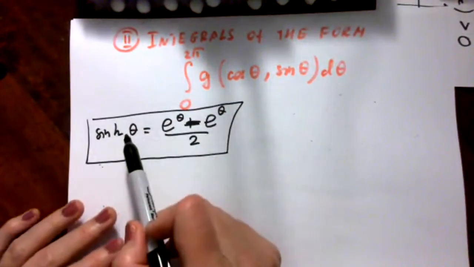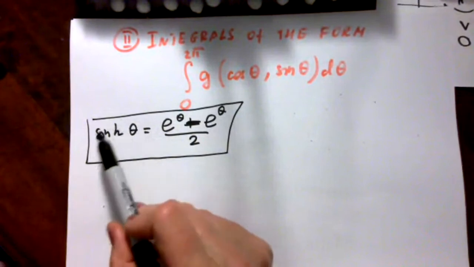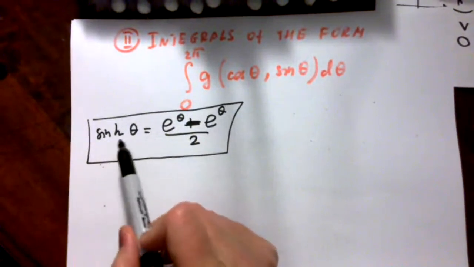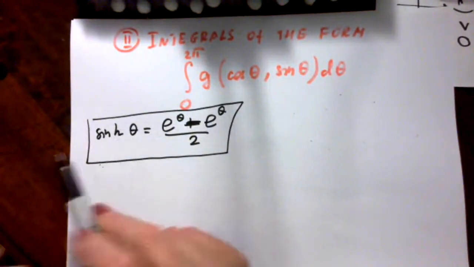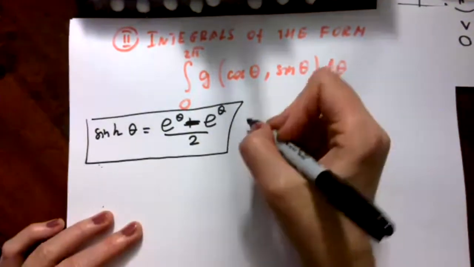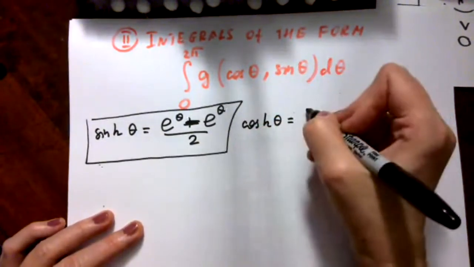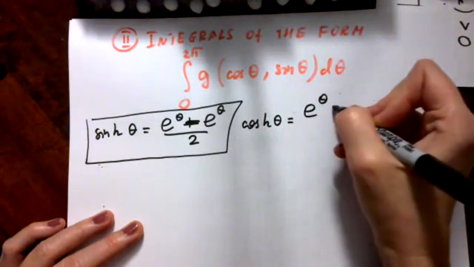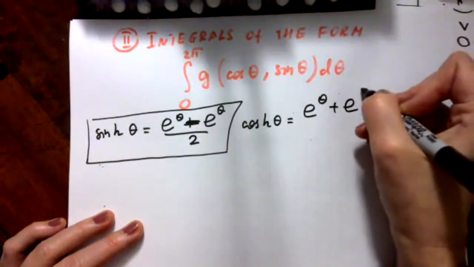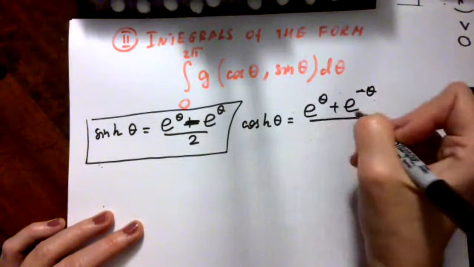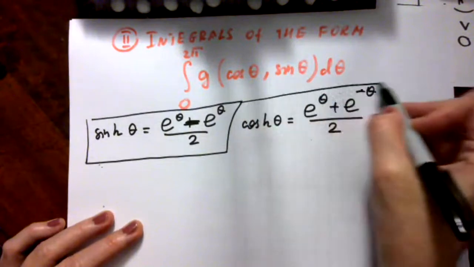It's amazing that in many respects its behavior is similar to the behavior of the ordinary trigonometric sinus. Okay, what about hyperbolic cosinus of theta? It has a pretty similar definition. So it's only plus between these two terms.